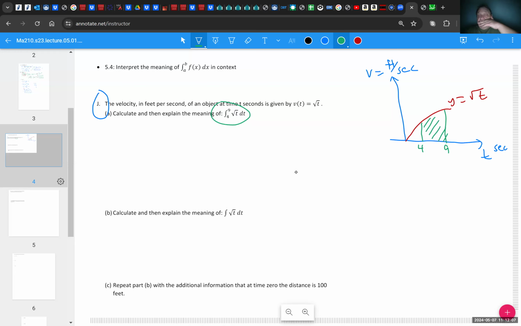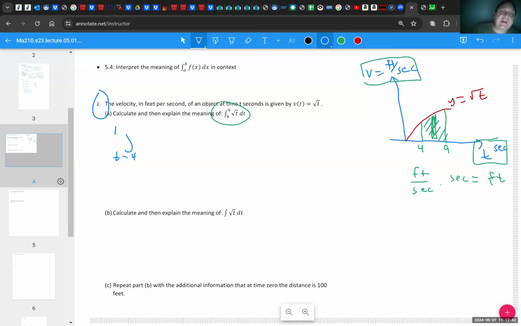If you remember from previous videos, we can easily determine the units because we are multiplying feet per second, the vertical direction, times seconds, the horizontal direction. And feet per second times seconds is going to equal feet. All right, so let's go ahead and calculate this. This integral goes from t equals 4 up to t equals 9 of the square root of t dt.